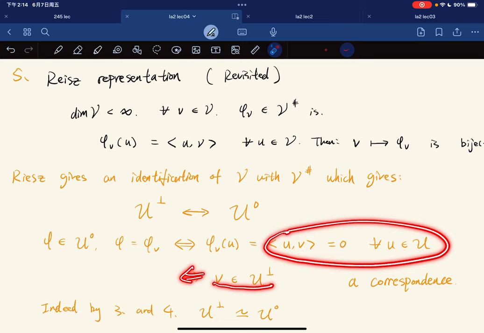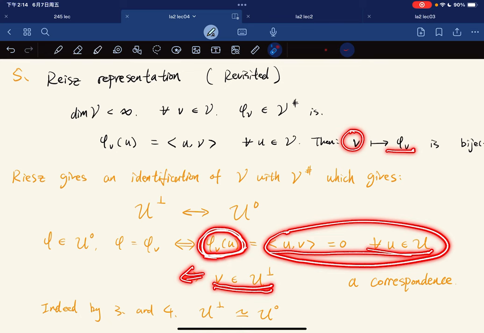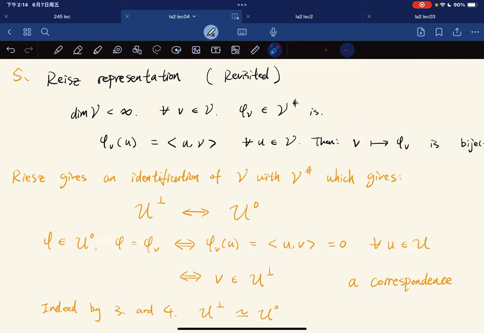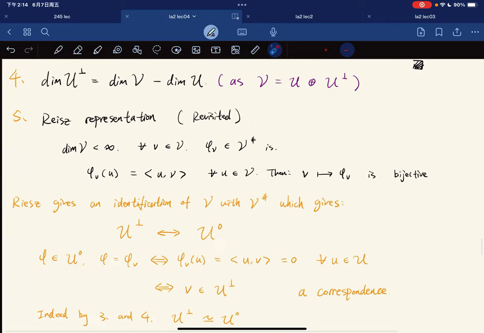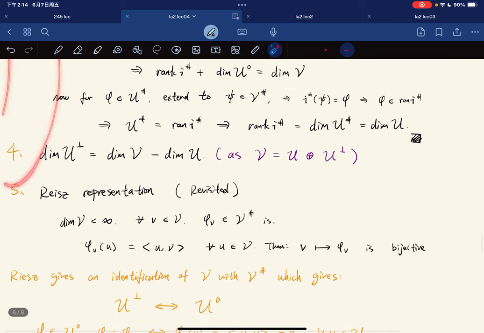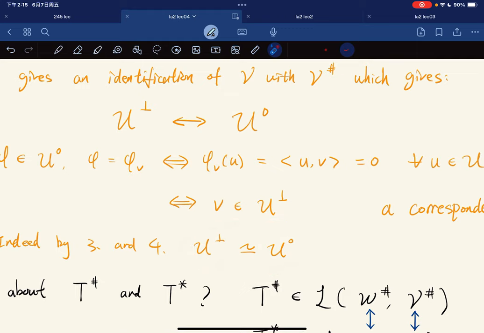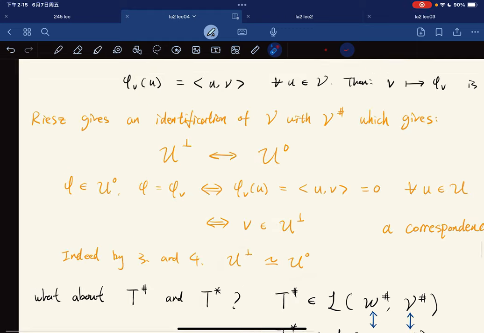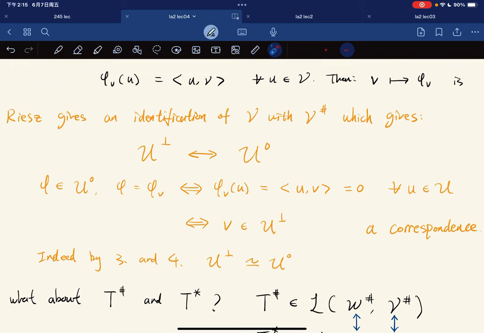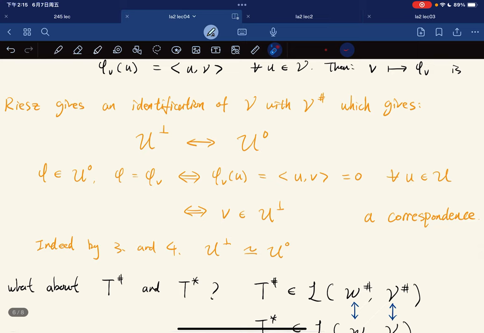And we can define a phi_v, right? For any v in U perp, we have this, which means that we have a phi_v that is in the annihilator of U, right? So yes, it's a correspondence, right? Indeed, by these two, if they have the same dimension, then they're isomorphic, right? Remember from lecture 8, it's a fantastic theorem that any two vector spaces with the same dimension are isomorphic. If it's infinite dimensional, their dimensions have the same cardinality, because in general you can establish a bijection between their bases.